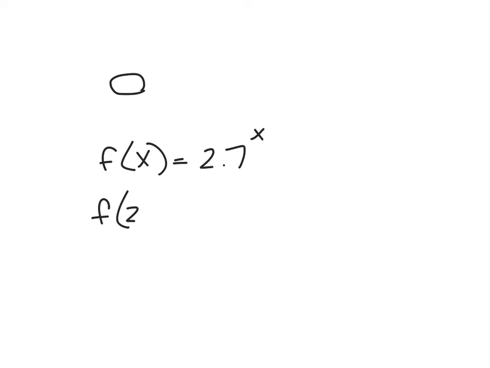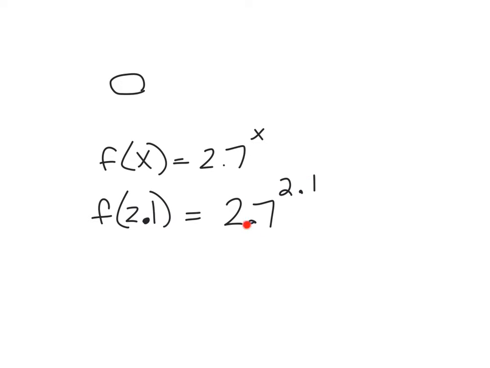Now here is pure calculator work. Pure calculator. We're going to begin with f of x is equal to 2.7 raised to the x power, and they're saying replace that x with 2.1. So that becomes f of 2.1 is equal to 2.7 raised to the 2.1.